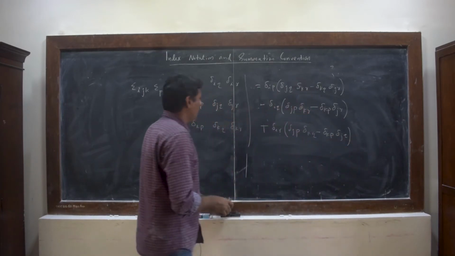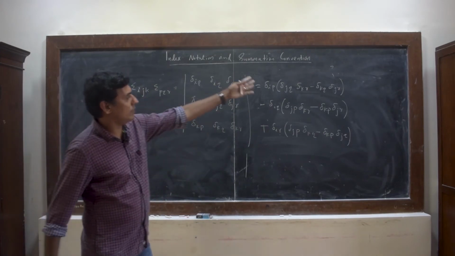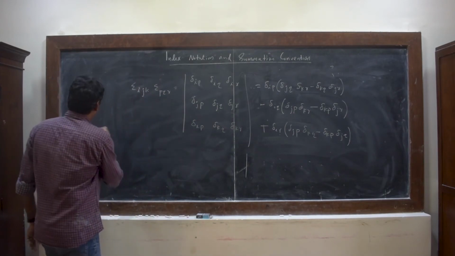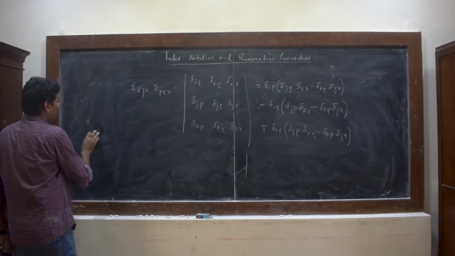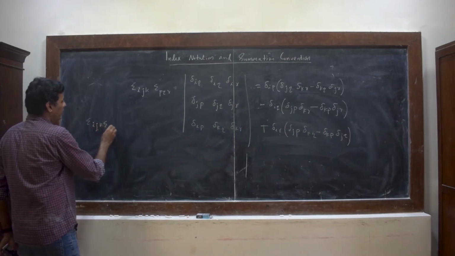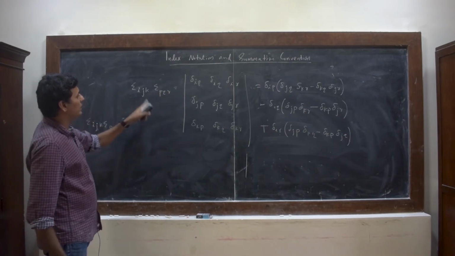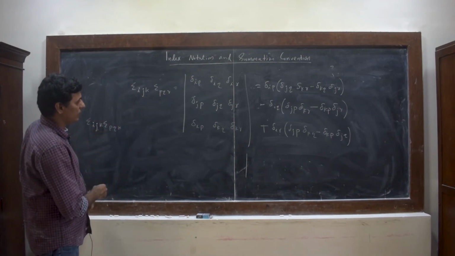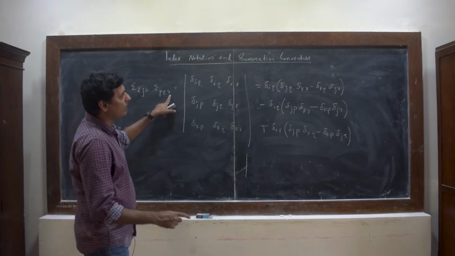Okay. And now this is the epsilon ijk delta PQR result. Suppose I want to evaluate epsilon ijk epsilon PQK. That means I put R equal to K, so the K index becomes a dummy index, and that must be summed over. So what I need to keep is R equal to K.